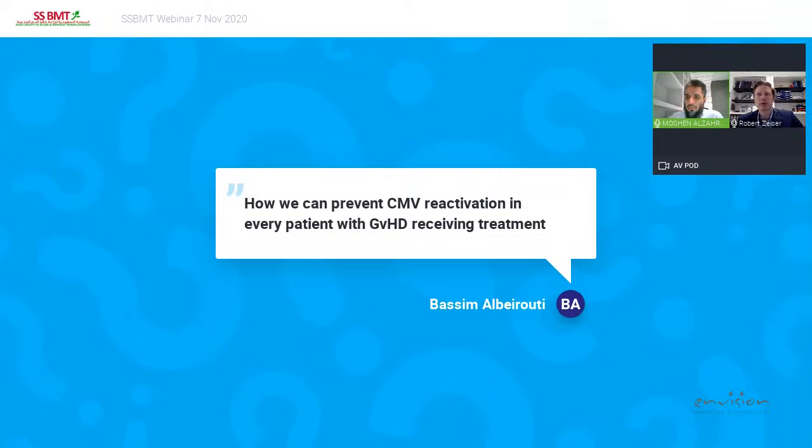So we monitor these patients very carefully and very frequently for CMV reactivation by qPCR at least once a week if they are under high-dose steroids.